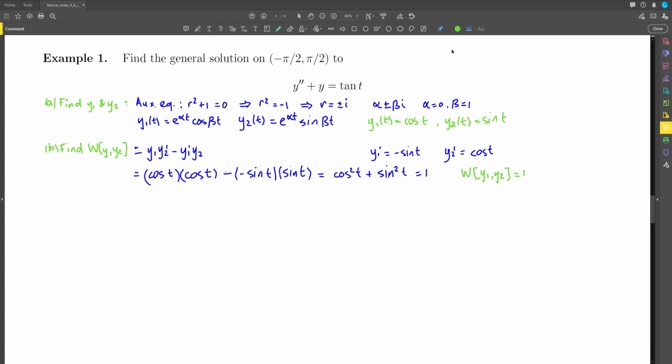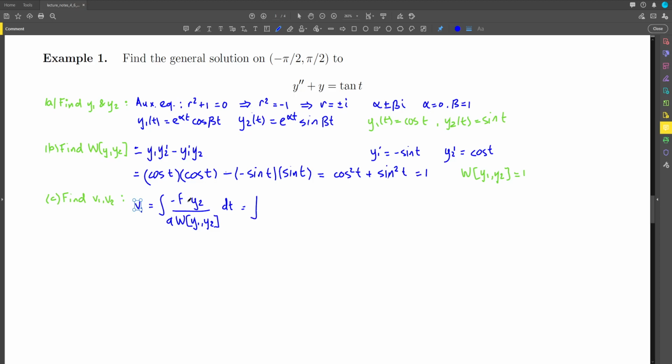So now we're at step 3. In step 3, we want to find v1 and v2. So let's write down the formula that we have for v1. That's the antiderivative of negative f times y2 over a times the Wronskian of y1 and y2 dt.